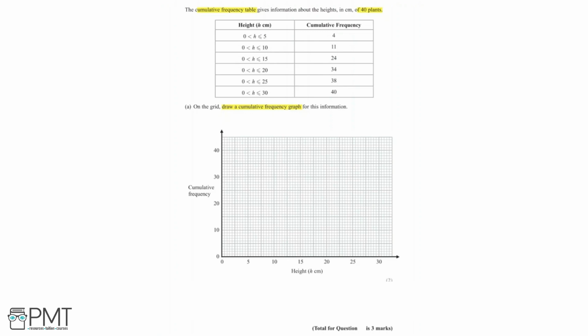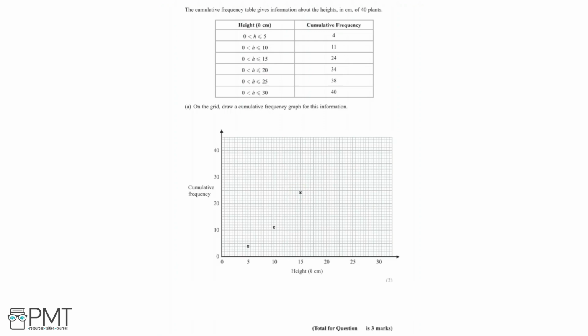So for example, the first point would be 5 on the x-axis and 4 on the y-axis. We don't use 0 or the midpoint, we use the upper band, 5. And so let's start by plotting our first points, which would be at 5, 4. And so we've plotted the point 5, 4 on our graph. The next point that we'll plot would be 10, 11, which we've plotted over here. Then we need to plot 15, 24, which we've done over here.